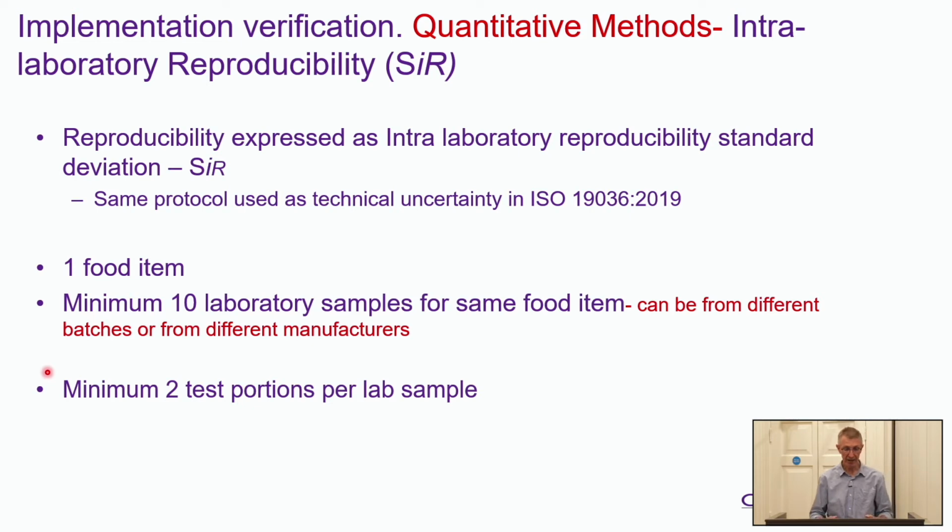Basically, you will pick a food item. You need a minimum of 10 laboratory samples of the same food item, and this is trying to get samples that you could see would be varied. So it's saying samples of the same food, maybe from different batches or maybe from different manufacturers. So try and introduce some variability in the samples you use. Same sample type, but some variability in them. You've got to obtain a minimum of 2 test portions per each of those samples, and we then run the protocol.